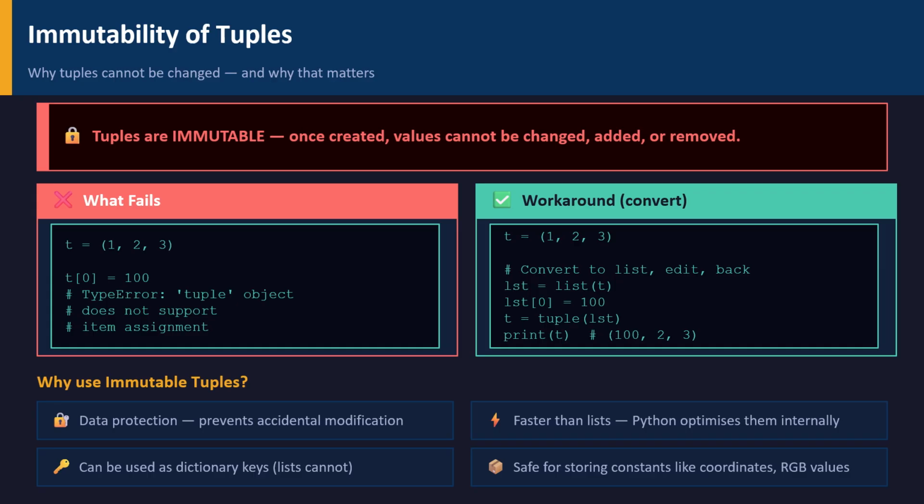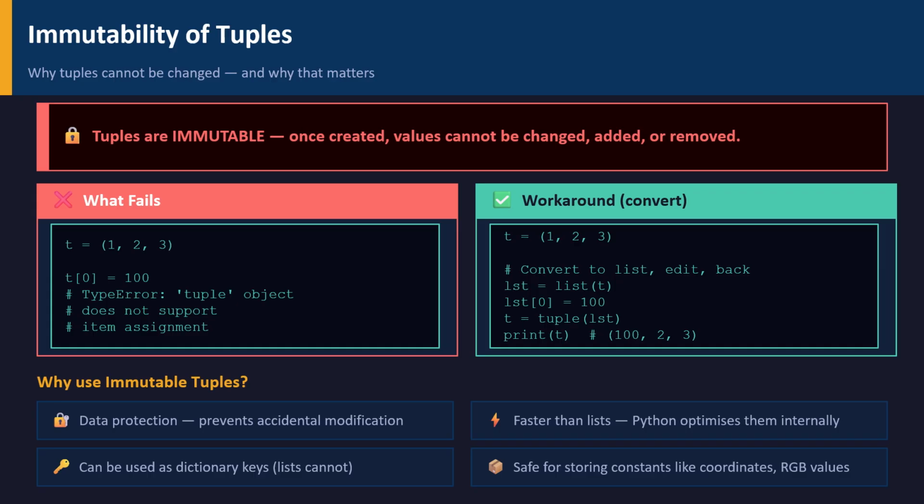Then what is the method of changing an element? However, if we really need to change a tuple, there is a workaround. We convert the tuple to a list, make the changes, and then convert it back to a tuple. For example, first equals list of t, then first of 0 equals 100, finally t equals tuple of first, giving us 100, 2, 3.